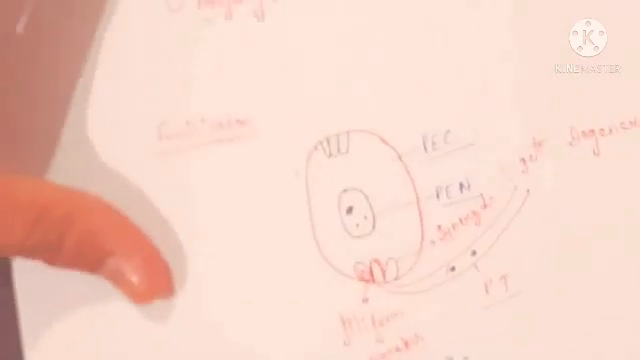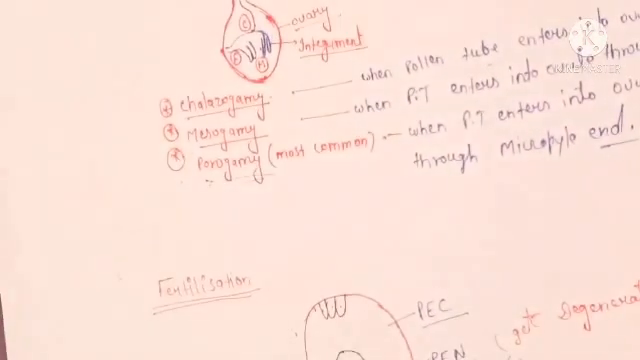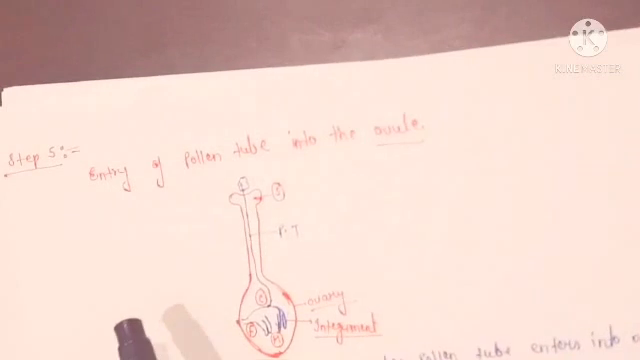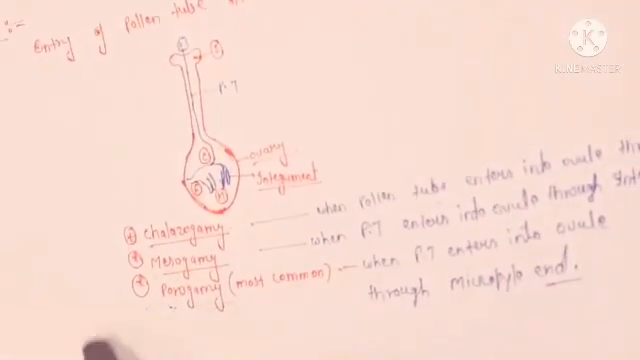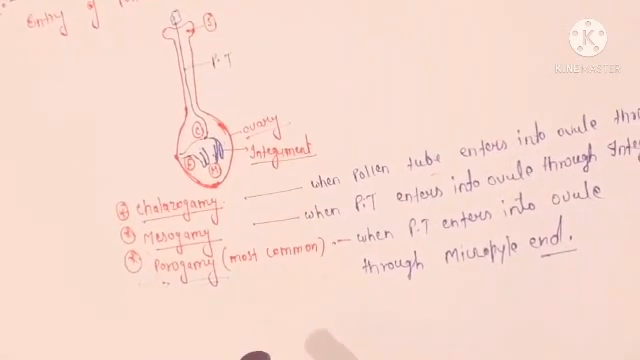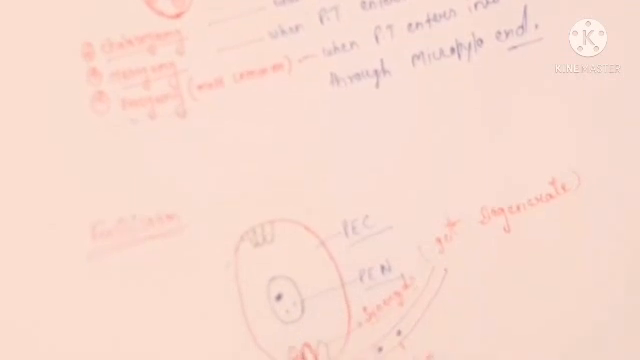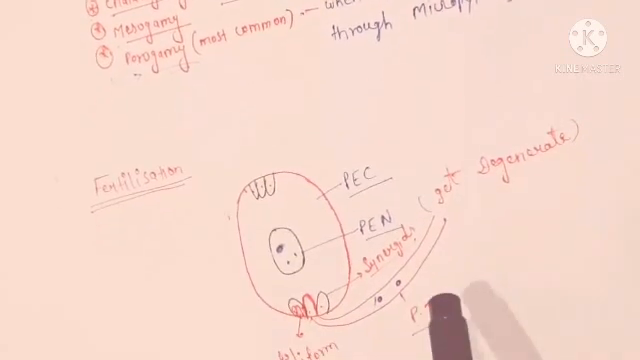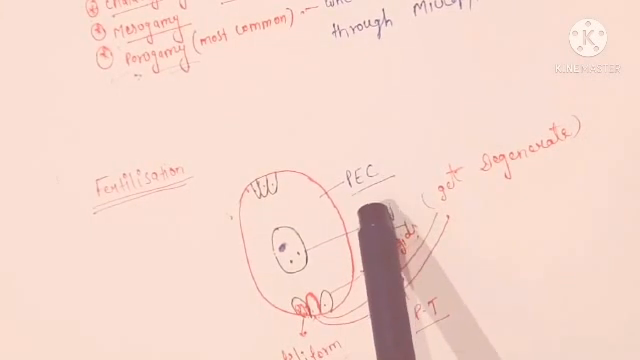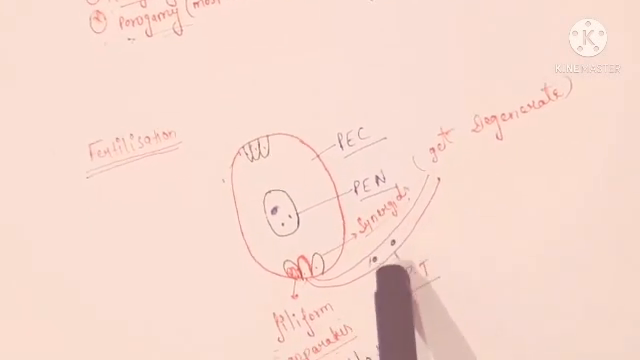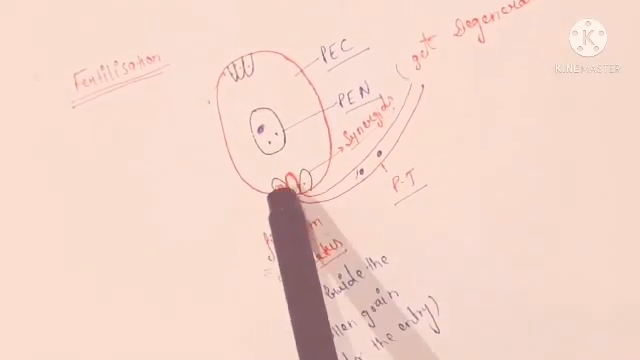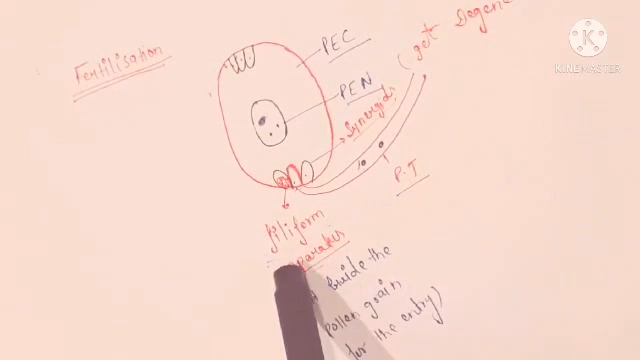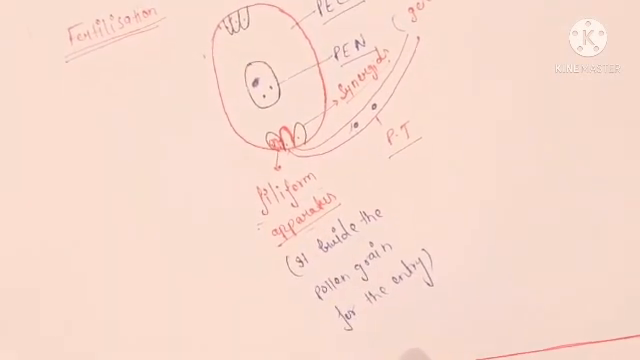what happens friends, in step 5 there is entry of pollen tube into the ovule. So these are the steps. There are some terms that we discussed earlier. After that, fertilization takes place, that is primary endosperm cell, primary endosperm nucleus, synergids. These are the pollen tube, and this is the structure, the filiform apparatus. What is the function? It guides the pollen tube for the entry.